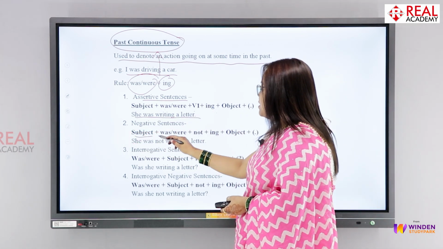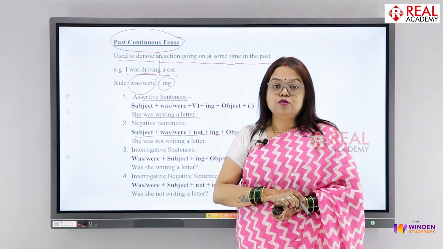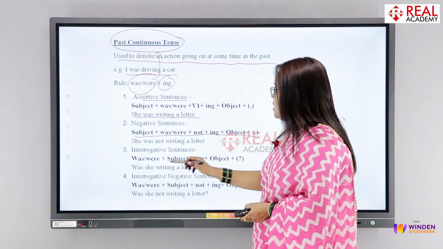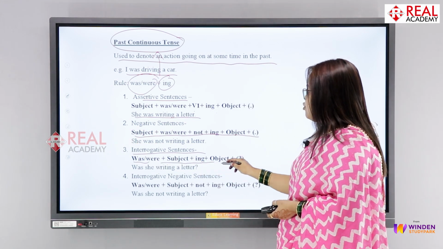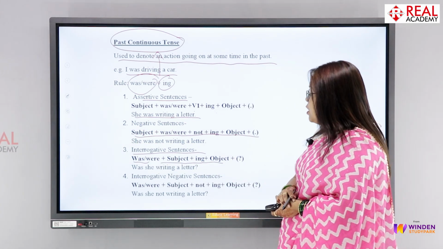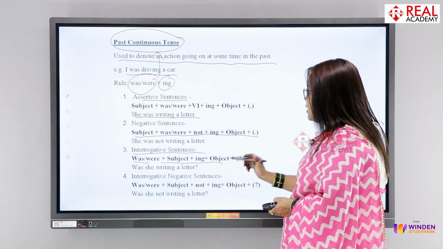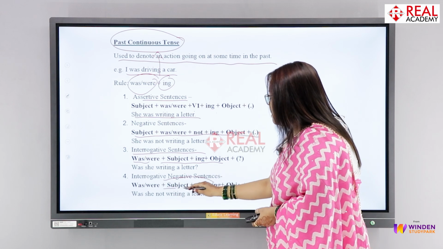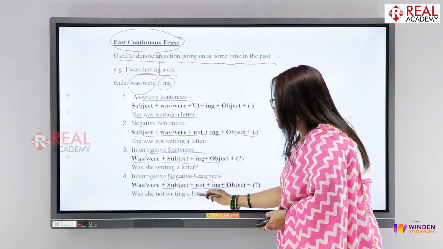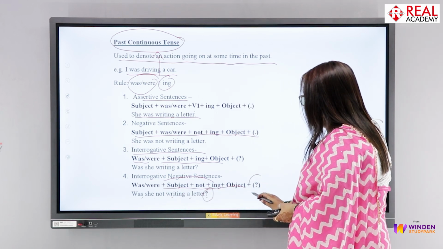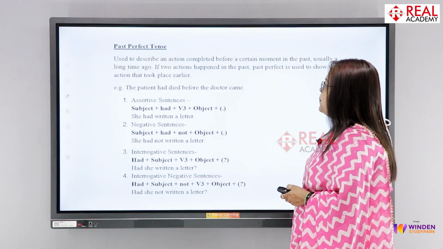Negative: subject plus was or were plus not plus V1 plus ing plus object plus full stop. She was not writing a letter. Interrogative sentence: was or were plus subject plus V1 plus ing plus object plus question mark. Was she writing a letter? Interrogative negative sentence: was or were plus subject plus not plus V1 plus ing plus object. Was she not writing a letter? The question mark is mandatory for any interrogative sentence.